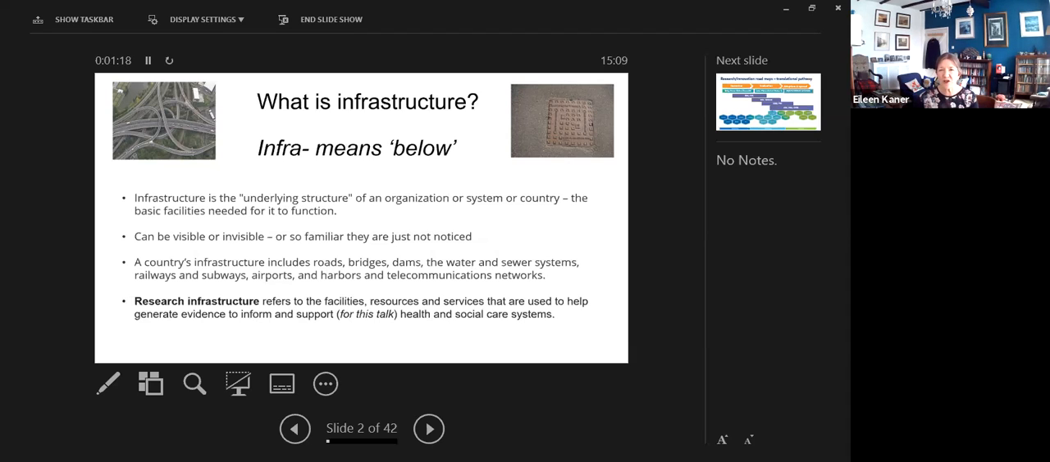And on the right, I've just got a picture of a grid there. And really, I put that there because we know that we've got sewage systems and water systems in the country, but a lot of it's invisible, but we need it to run our society. Well, with research, it's a similar sort of thing. Research infrastructure refers to the facilities and the resources that you need to generate the evidence that's required to inform, and for here today, health and social care.